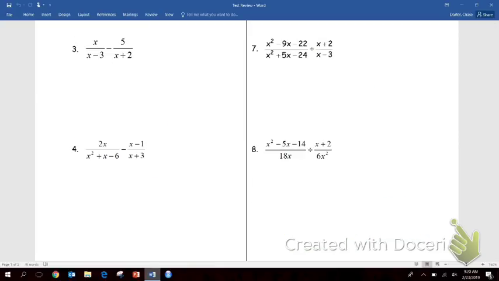Alright, so now I'll scroll down to the bottom half of the front page. So, number 3. Again, add and subtract are the only time we need a common denominator. Only add and subtract. So number 3 asks me to subtract. So since number 3 asks me to subtract, I need a common denominator. The first fraction has an x minus 3. The second fraction has an x plus 2. The common denominator is both things. The common denominator is x minus 3, x plus 2.